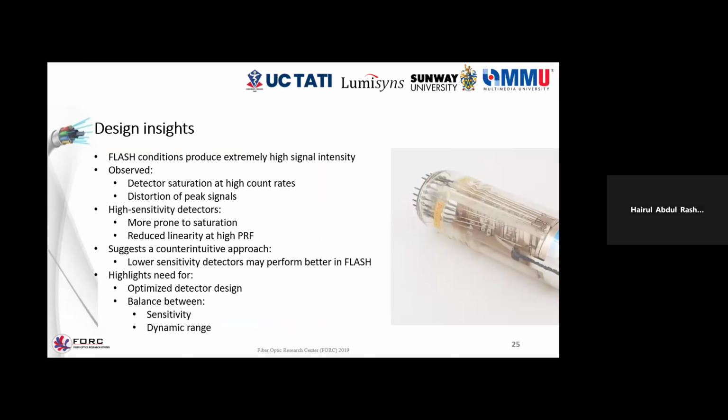Some insights from our earlier observation: because FLASH produces extremely high signal intensity, we believe that the detectors are saturated at high count rate and distort the signal. And these are very sensitive detectors, PMTs being used early on for lower signal intensity. And this leads to saturation and reduced linearity at higher PRF.